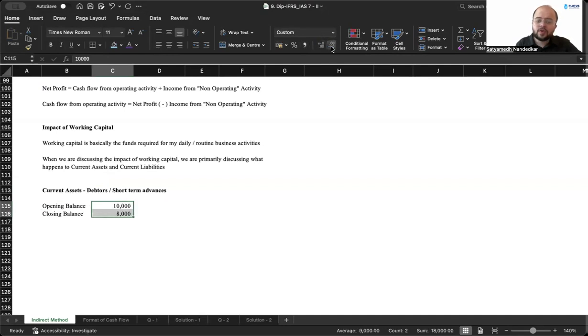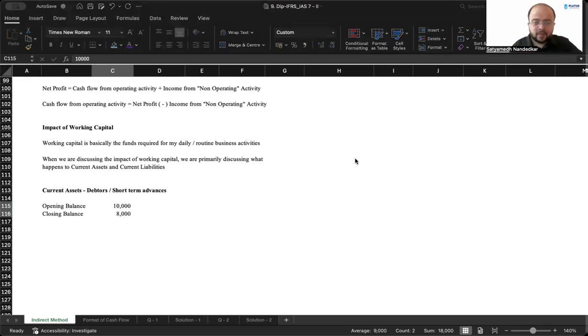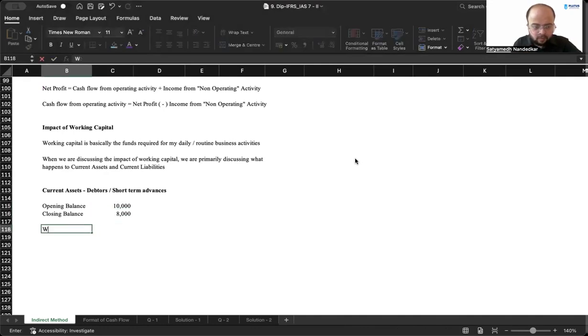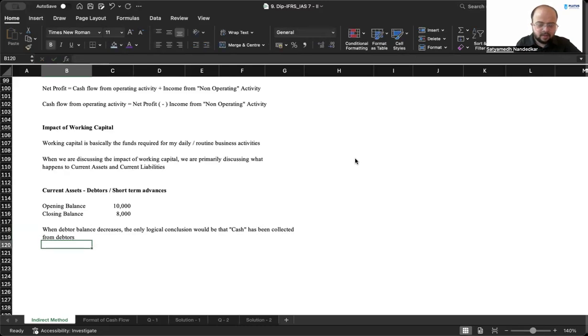Now, what could be the most logical deduction that you will make? Somebody tells you that the opening balance of debtors is 10, closing balance is 8. Your only logical conclusion is that 2,000 must have been collected from the debtors. So, when debtor balance decreases, the only logical conclusion would be that cash has been collected from debtors.